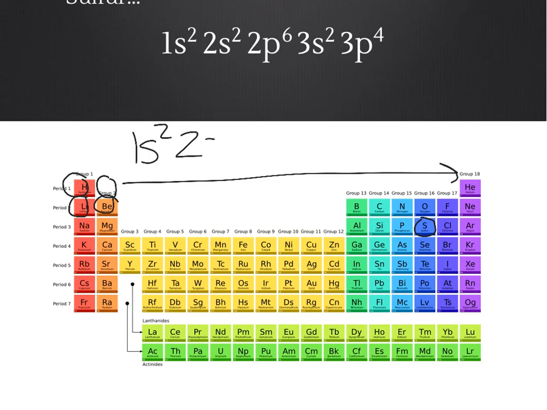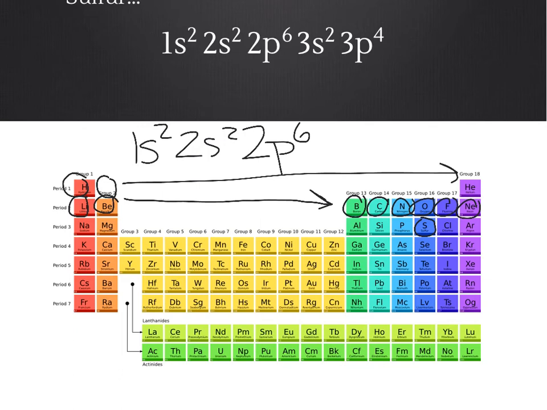S block, 2 electrons. Going to go all the way across. Now we're at the 2p block. So 2, because energy level number 2 still. P orbital, 1, 2, 3, 4, 5, 6. 6 electrons there. Nowhere else to go, so we're going to go to energy level number 3.